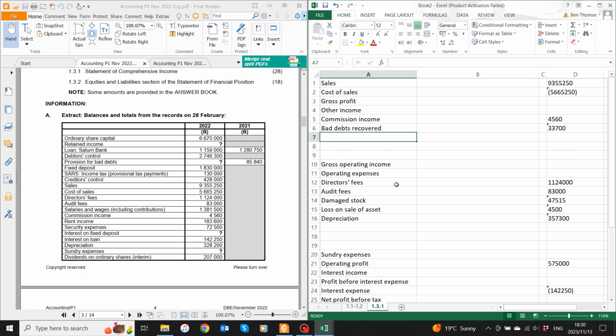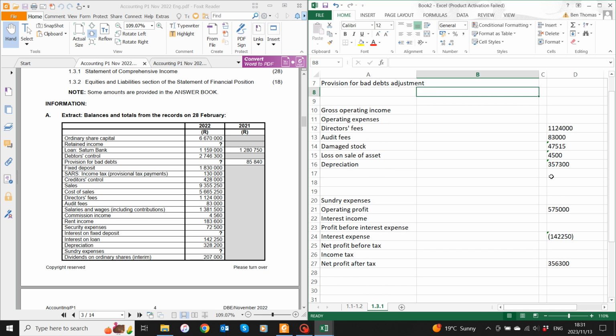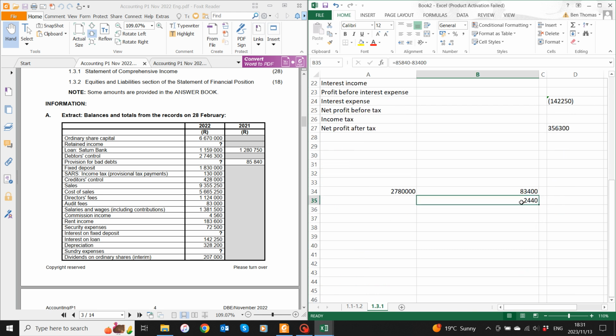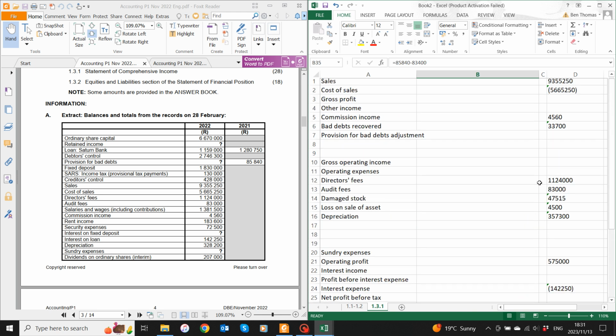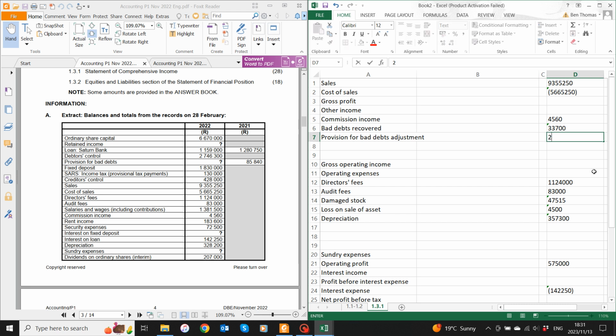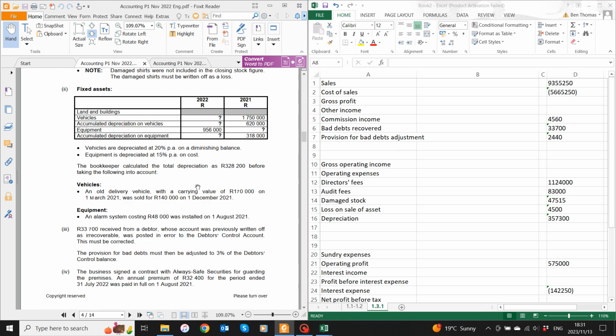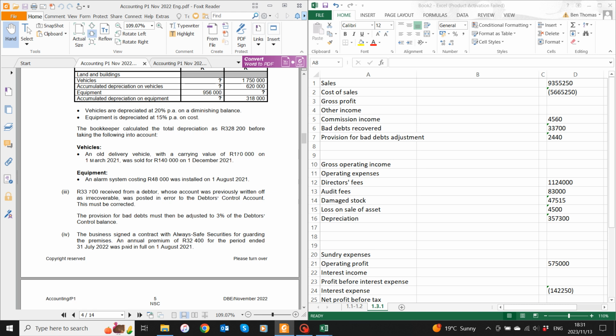So here under other income, we're going to write provision for bad debts adjustment. That's important. Please remember to write that provision for bad debts adjustment. All right. And now we're going to transfer this amount of 2,440. So over here we write 2,440. Okay, that's the next adjustment done. Now we move on to this one, number 4.